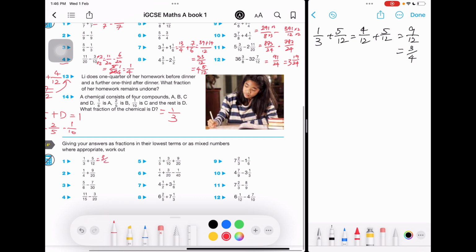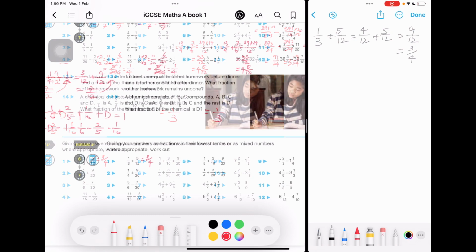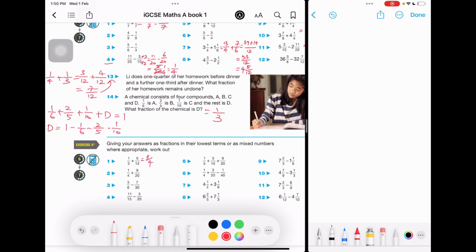question 1. Alright, so let's move on to question number 4. Okay, I'm just going to be skipping some questions here and there. In between, if you have questions which you'd like me to do, just let me know in the comment section. Okay, let's move on to question 4.